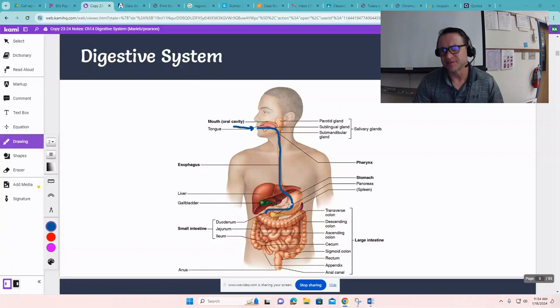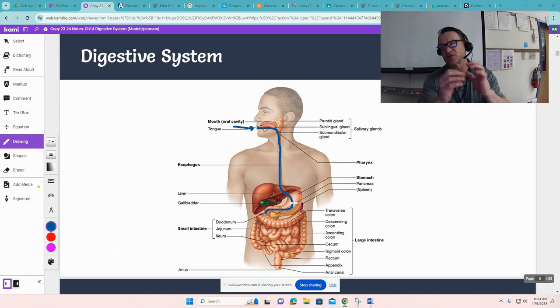And then once the bolus, remember a chewed ball of food and saliva mixed together is called a bolus, once it reaches the stomach, it's going to be mixed. There's cells in the stomach called chief cells. They excrete what's called pepsinogen, which is an inactive enzyme. And then you have other cells called parietal cells. They release hydrochloric acid. When the hydrochloric acid, HCl, mixes with the pepsinogen, it turns into the active enzyme, which is called pepsin. And pepsin helps to break down all the proteins that you eat.